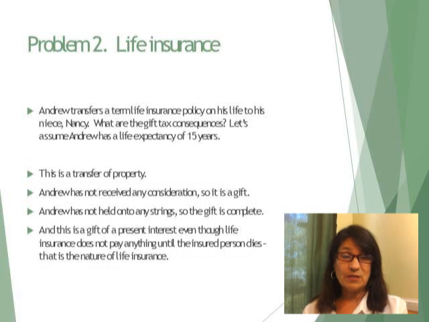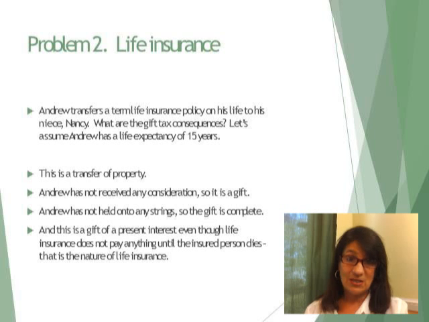Okay, life insurance. We talked a little bit about life insurance. Andrew transfers a term life insurance policy on his life to his niece Nancy. What are the gift tax consequences? Now let's assume that Andrew has a life expectancy of 15 years. Actually, anything more than an hour would be enough. So this is a transfer of property. I know we don't think about life insurance as property, but a life insurance policy is a property interest. Andrew has not received consideration, so it is a gift. And he hasn't held on to any strings. This is a completed gift.